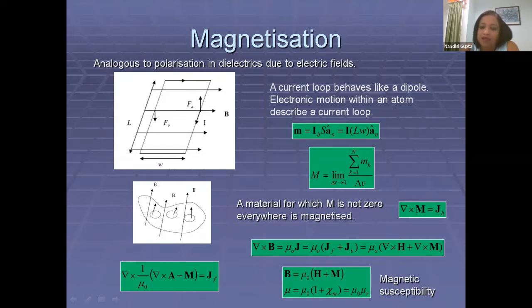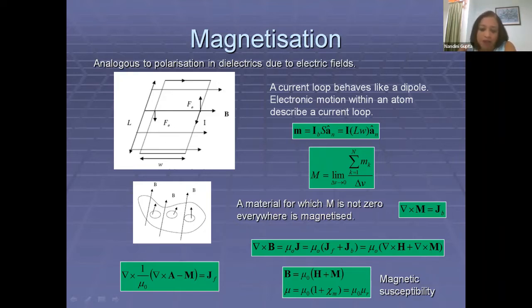Magnetization is a process which is analogous to polarization. When dielectrics are placed in electric fields, they get polarized. When you have magnetic materials in a magnetic field, you can have magnetization. Essentially, if you have a current loop, now this current loop need not be an actual current loop, but maybe the path of a charge.